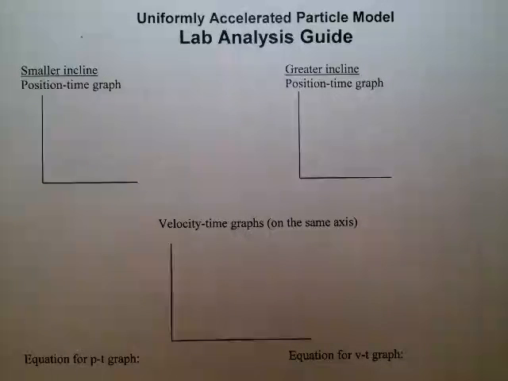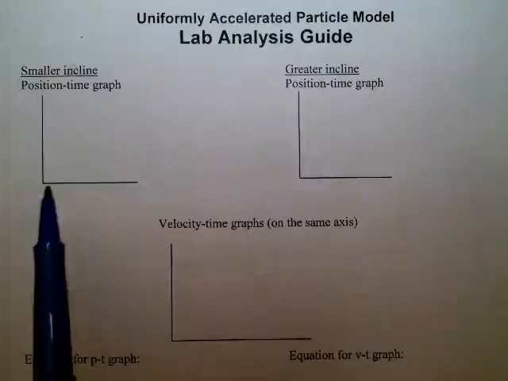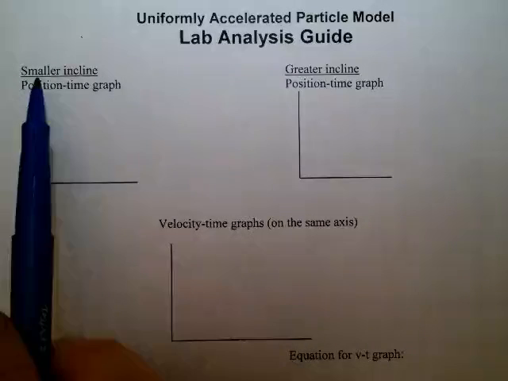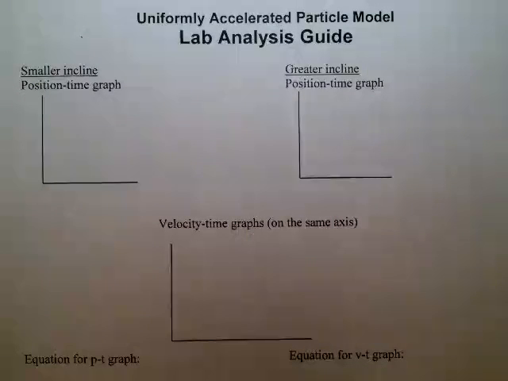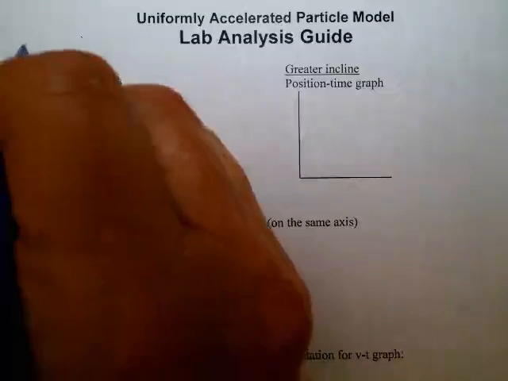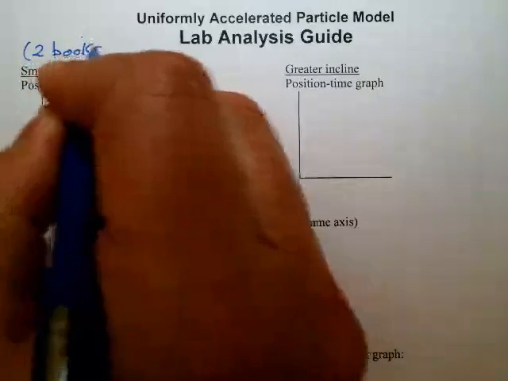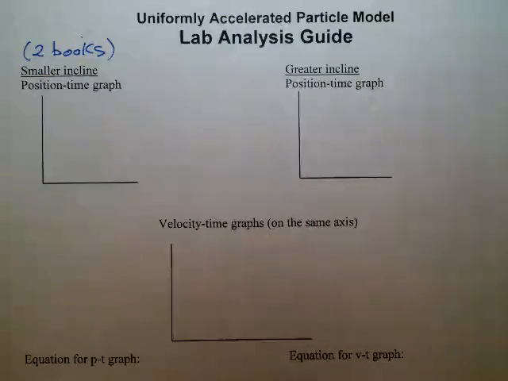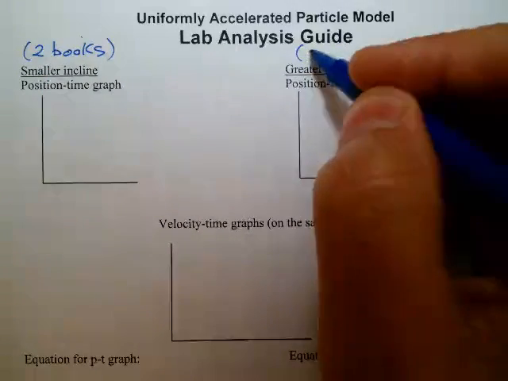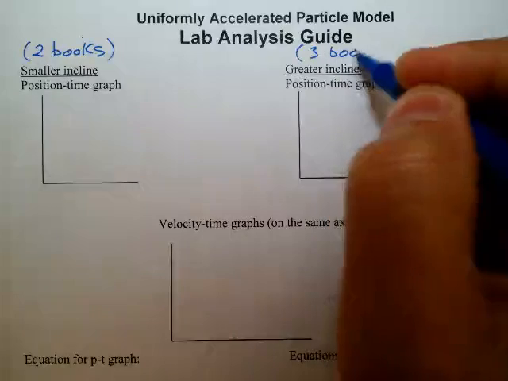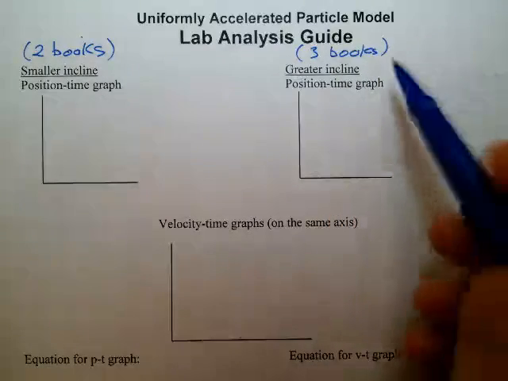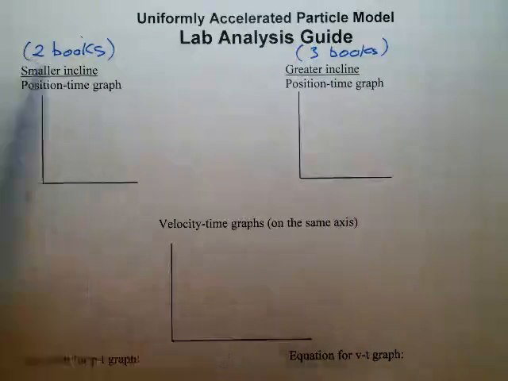So let's look at the first one here. We're going to fill this in, and I would invite you to review this and then fill it in yourself. So we're going to do two position versus time graphs, one with a smaller incline and one with a greater incline. And we might call this one, from our lab, the one where the wheel on the ramp was raised with 2 books, and maybe this one is raised with 3 books. The numbers aren't important, it's just that this has a steeper incline than this one.